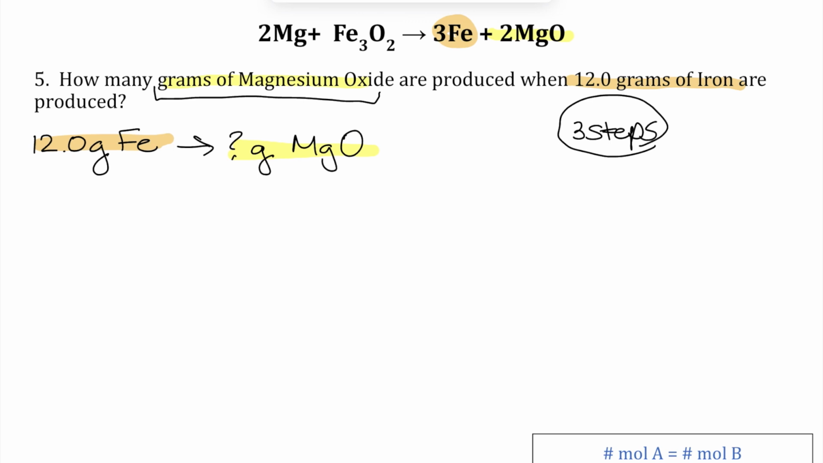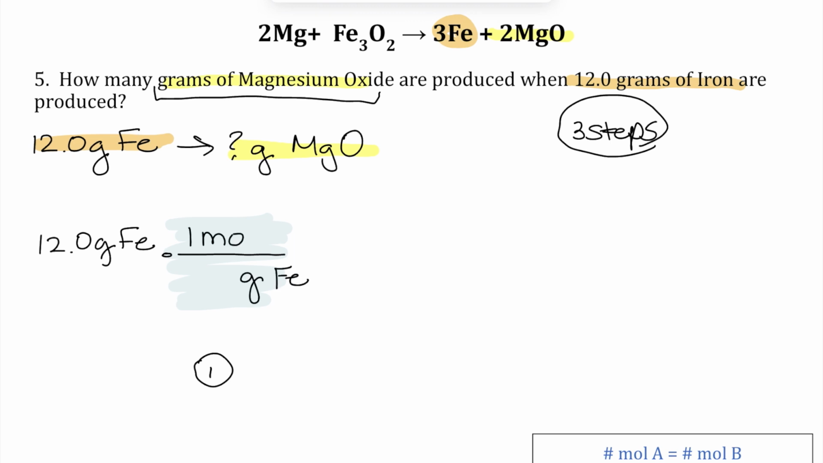And you can look up at that chart if you need. So I'm starting with my 12.0 grams of iron. When all else fails, to go from iron to magnesium oxide, I need to first get to moles. So I'm going to use my 1 mole is molar mass as my first step in that conversion. We need to get rid of grams because that's what we currently have. So grams of iron goes on the bottom, 1 mole on the top, and our molar mass is 56, getting that from our periodic table.